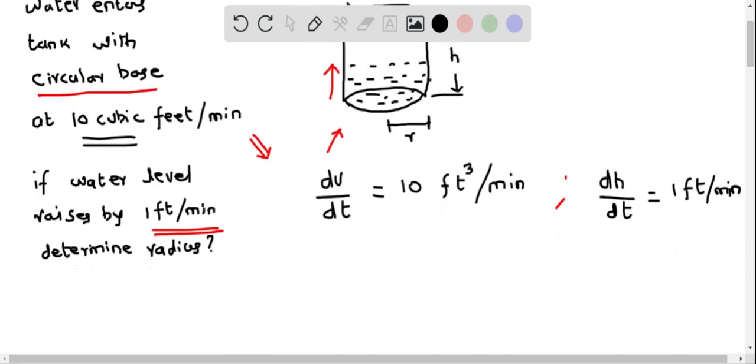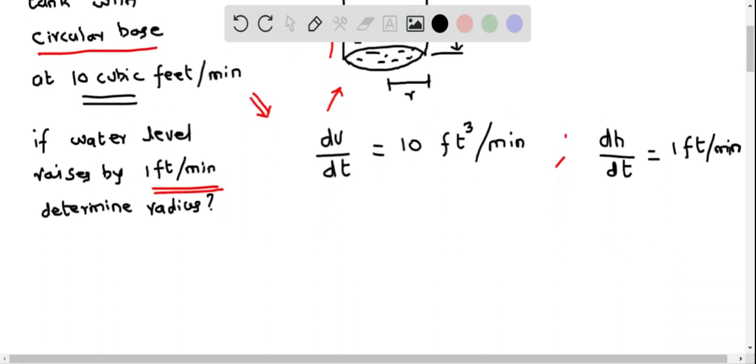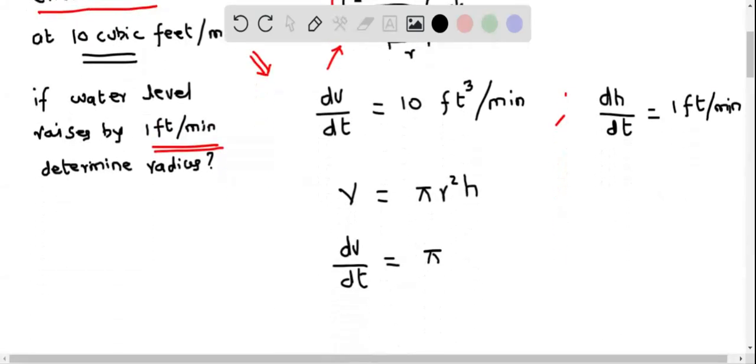So first, let's use the formula for a right circular cylinder. The volume of a right circular cylinder is given as pi r squared h. Now let's find the derivatives on both sides. So if you find the derivative of V with respect to time, we have dV by dt here. I'm going to keep the radius as constant because the radius is not increasing in this question. So only the height is increasing. So I'm going to keep this pi r squared as constant. And if I differentiate only the h, I'll be getting dh over dt.